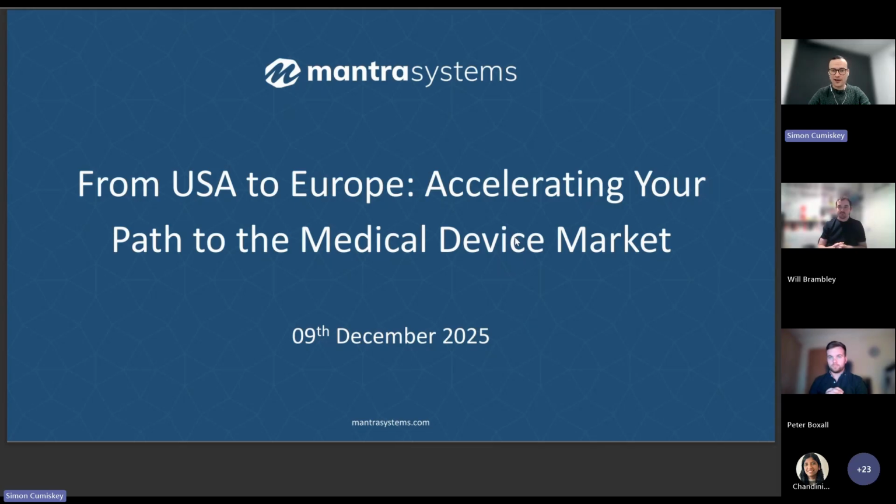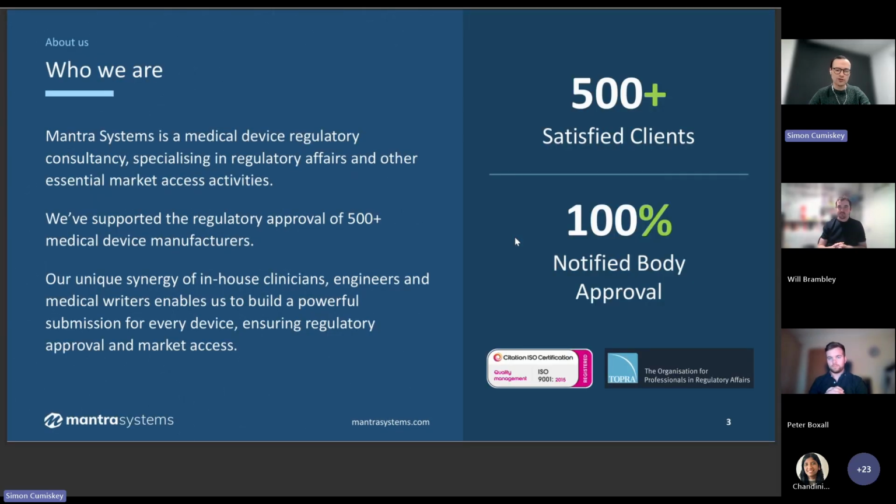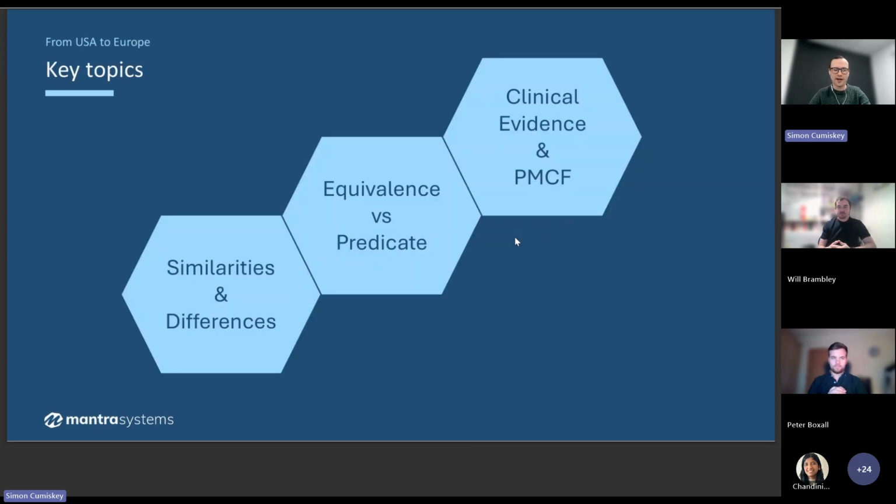So before I hand over to Will, I'll just do a really quick summary of the differences between the two frameworks that we're talking about here, that's FDA marketing authorization versus the EU medical device approval process, and what are the main similarities and differences between those two frameworks.